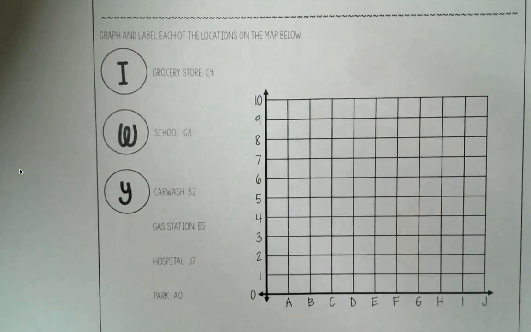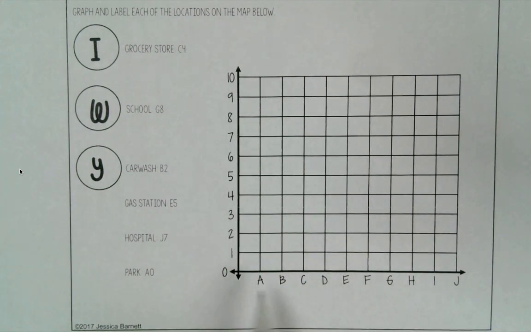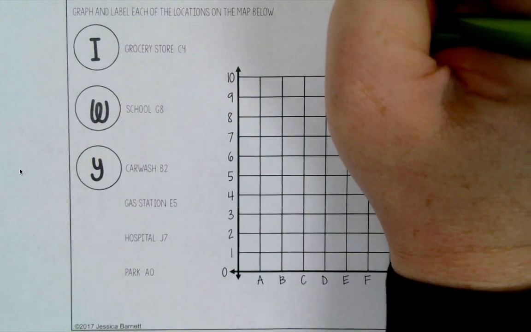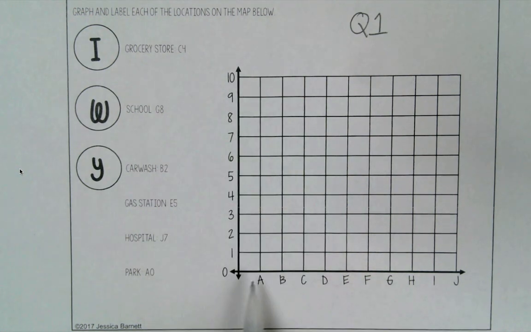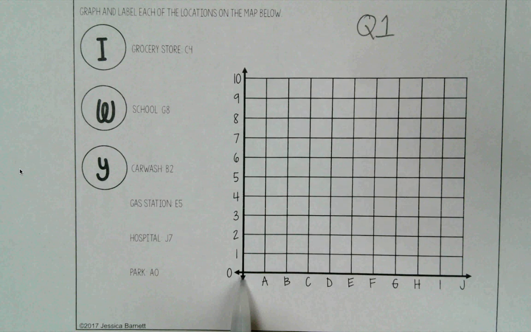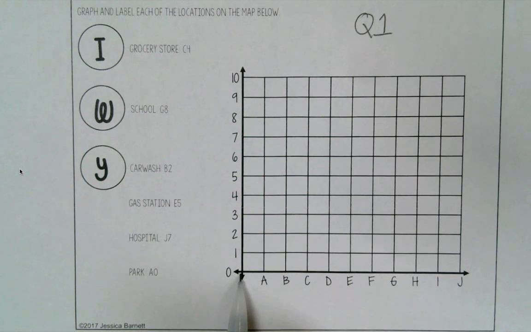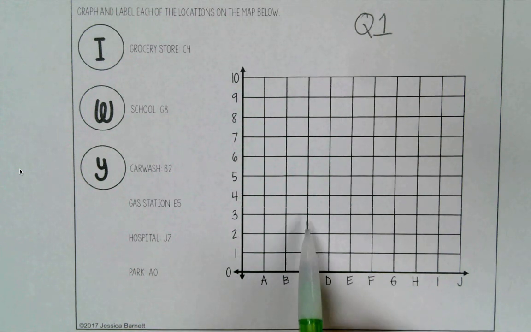So now I have to graph and label each of the locations on the map. So in this map, this is only going to be quadrant 1. I'm going to put Q1 so you understand this. Quadrant 1 is all positive, okay? So think this right here is blown up to this right here. So my grocery store is at C4. So your origin on a coordinate plane with only quadrant 1, you start in the bottom left-hand corner at my origin. So grocery store is C4. So you go over to C and you walk up to 4.